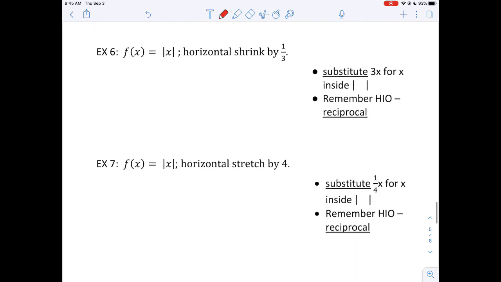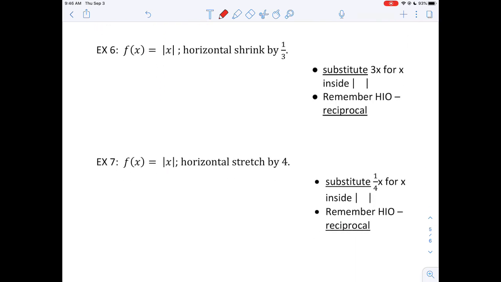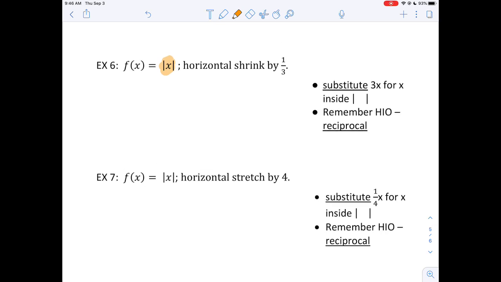Let's go ahead and look at a couple more examples. I want to make sure that this one is clear to you because this one can be a little bit confusing. So let's go ahead and take a look at example 6. We are starting with our absolute value function, and we want to horizontal shrink it by 1/3. So remember, immediately that 1/3 is our reciprocal, 1 over A. So we are going to be substituting 3 for A into our equation. Let's first start by writing our rule.